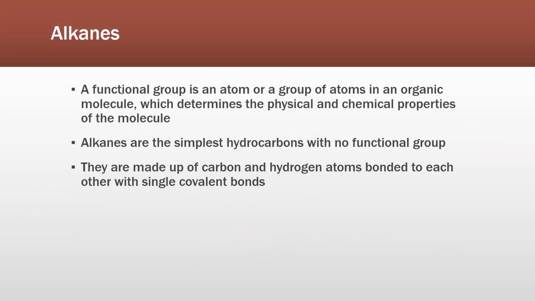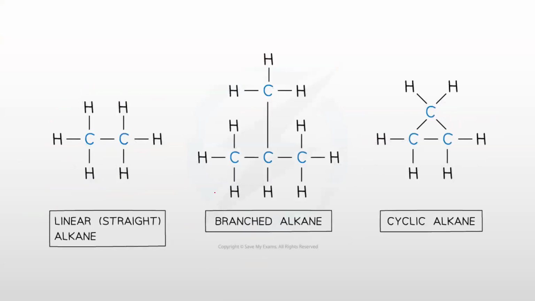So alkanes की बात करते हैं. A functional group is an atom or a group of atoms in an organic molecule which determines the physical and chemical properties of the molecule. Alkanes are the simplest hydrocarbons with no functional group, and they are made up of carbon and hydrogen atoms bonded to each other with single covalent bonds.